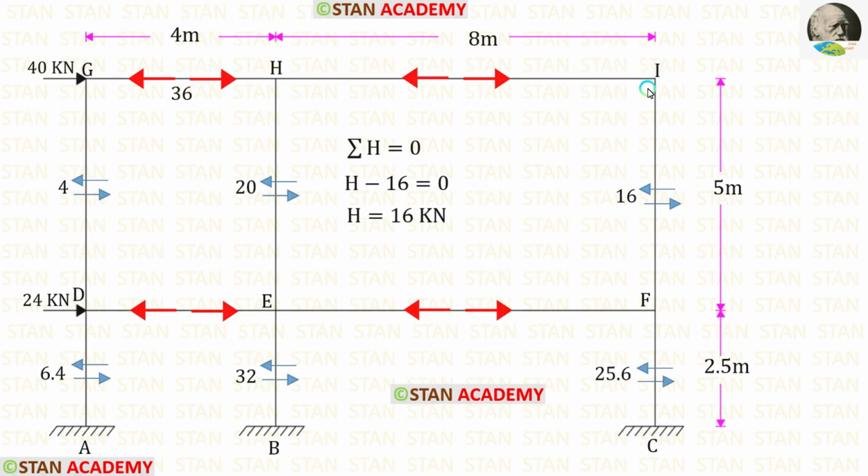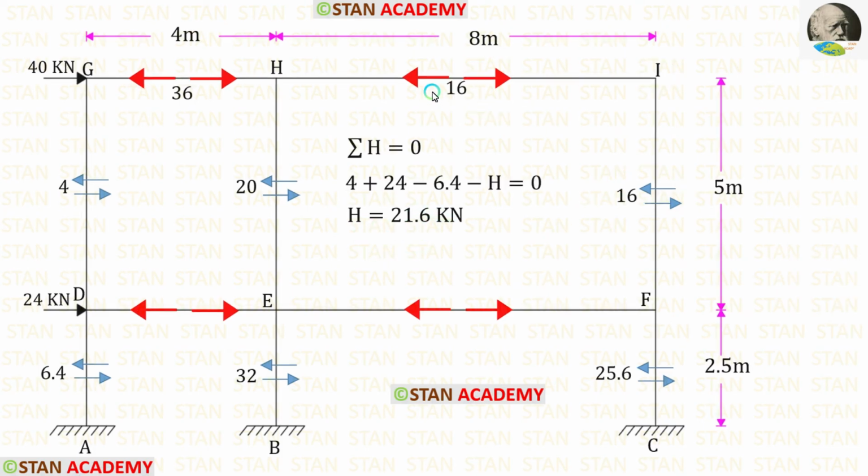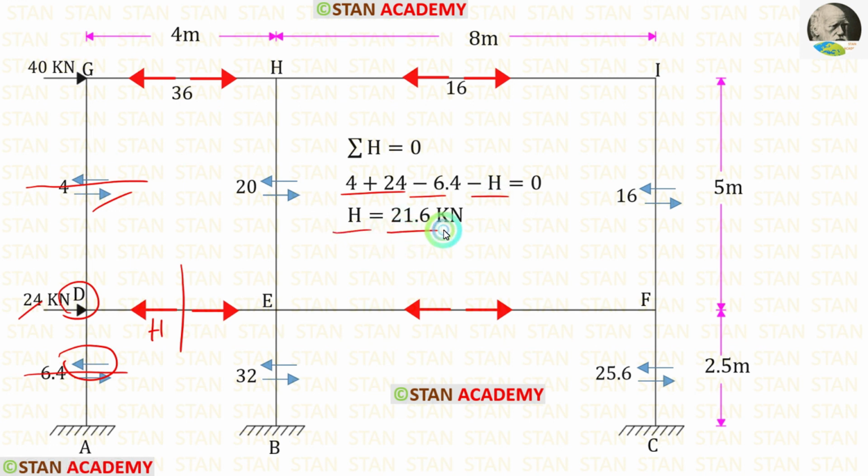Now, let us find the axial force in the member HI. Let us take the joint I. H is acting towards the right side, so that will be positive. 16 is acting towards the left side, so that will be negative. Finally, for H, we are getting 16. Now, let us find the axial force in the member DE. For that, let us take the joint D. 4 and 24 are acting towards the right side, so both of them are positive. H and 6.4 are acting towards the left side, so both of them are negative. Finally, for H, we are getting 21.6.